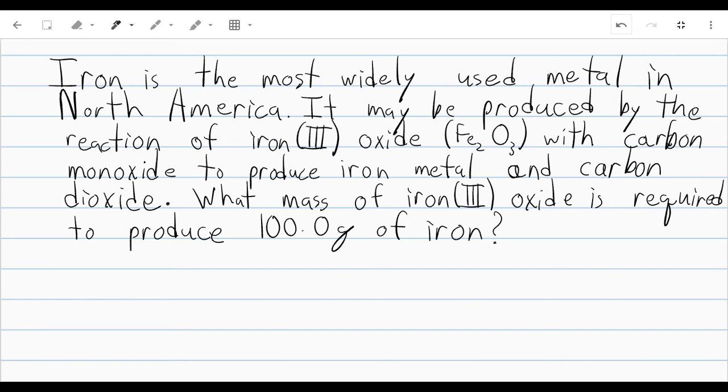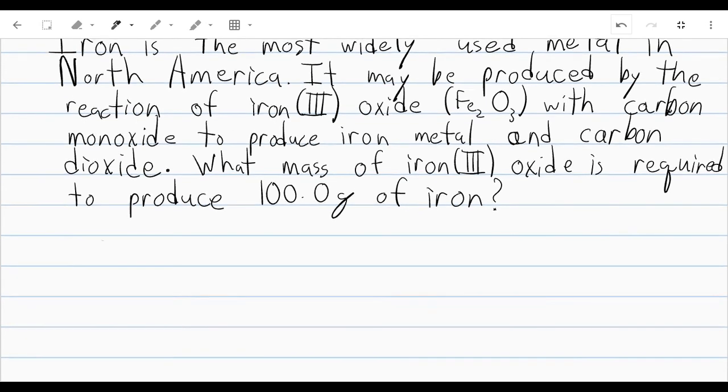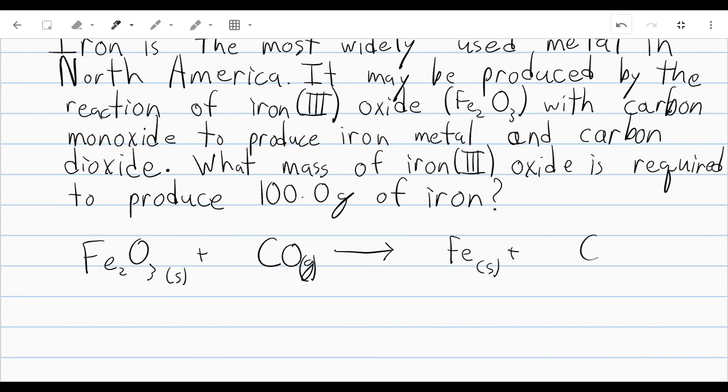What is really relevant, though, to actually solving the problem is that we're given the reaction here. So we're told that iron 3 oxide, Fe2O3, that will be solid, reacts with carbon monoxide, which is, of course, a gas, to produce pure iron metal and carbon dioxide.